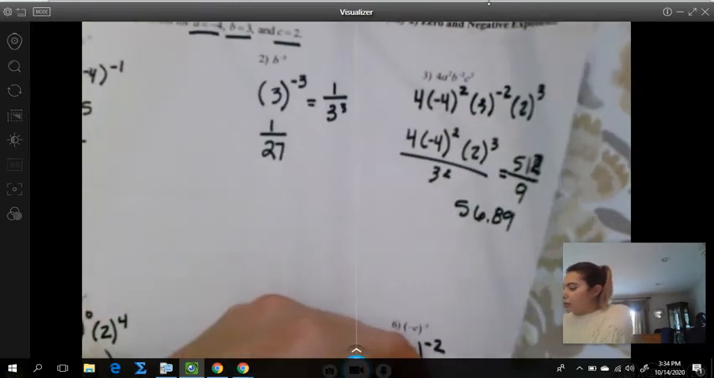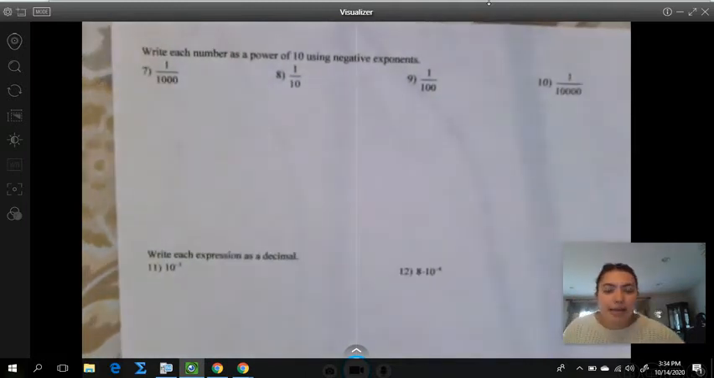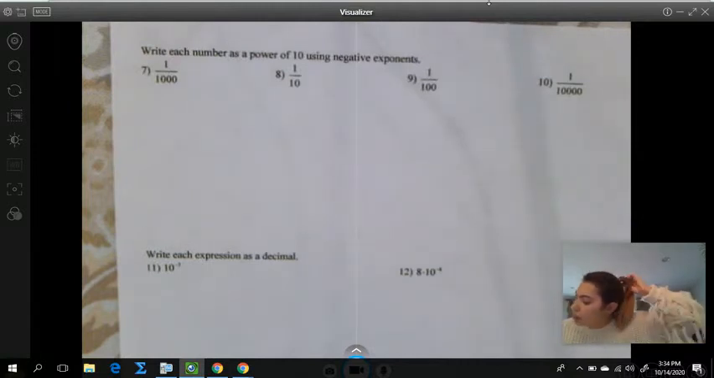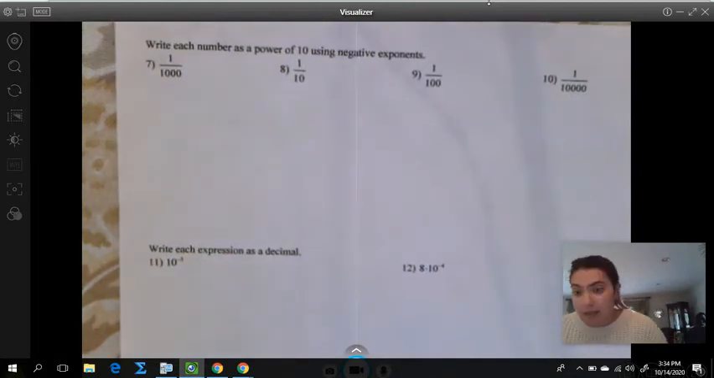Okay, so let's flip our paper over to the next page and write each number as a power of 10 using negative exponents. Remember, when we're dealing with negative exponents, that moves the number down to the denominator that it's being raised to.